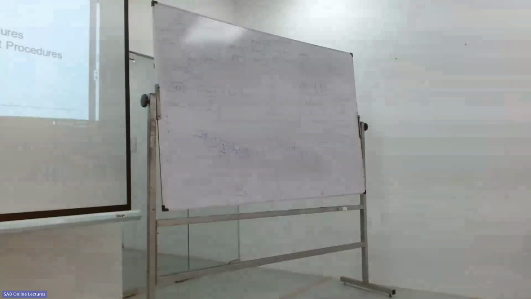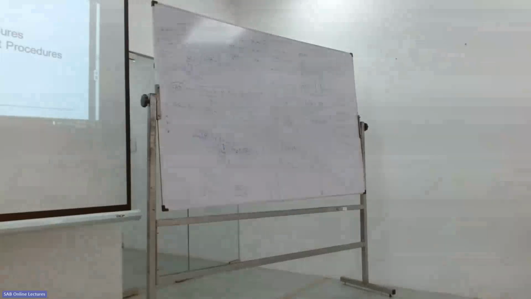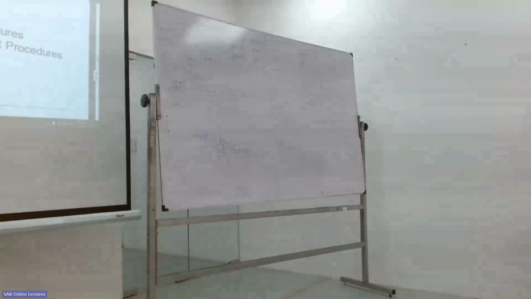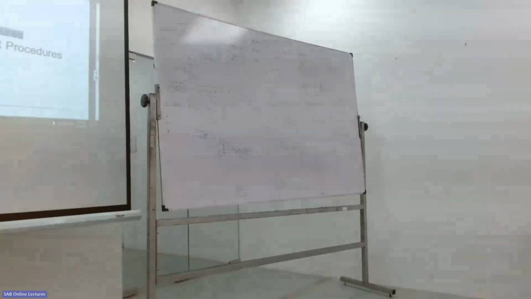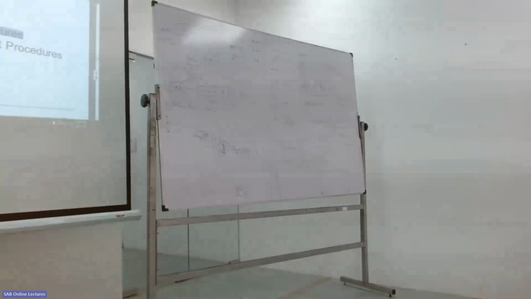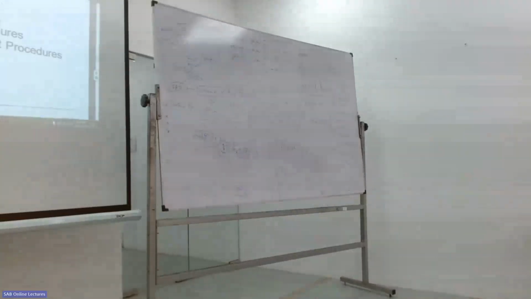Test of controls is not a must. It's an option, right? Substantive procedure is a must. For each and every significant account and disclosure, we need to perform substantive procedures. But test of controls is based on the audit approach.